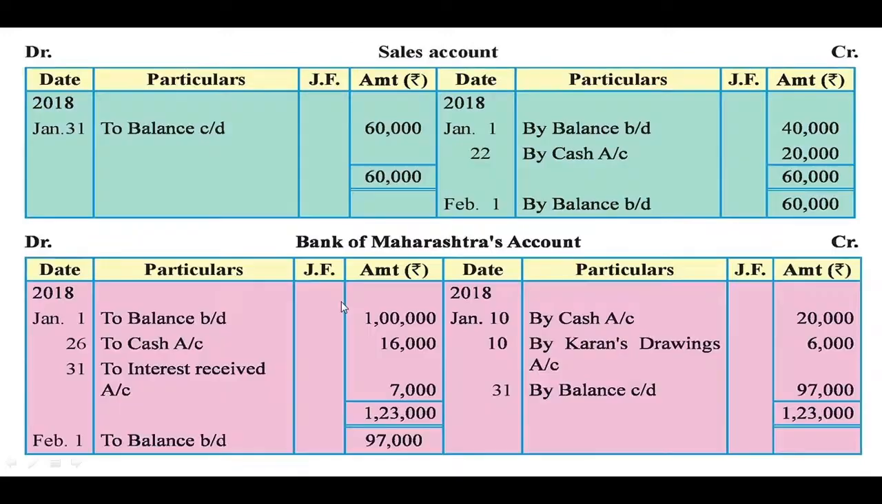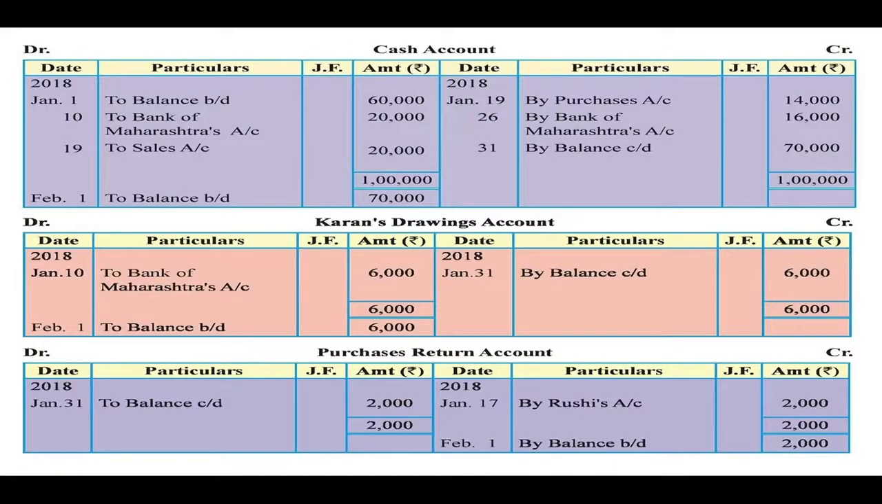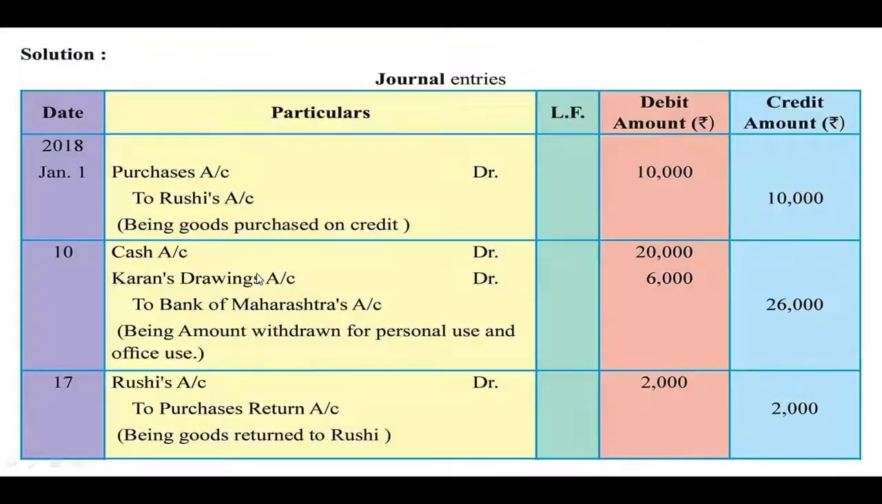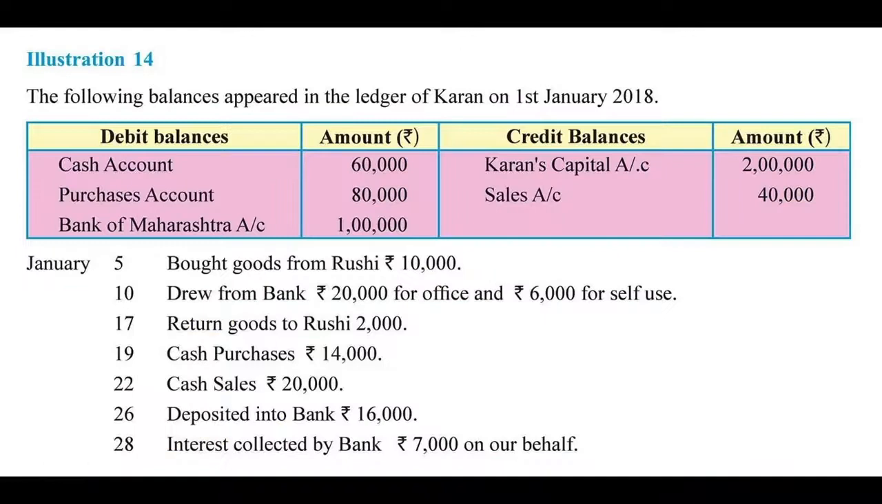Now we are going to study the next account, that is Rushi's account. Now for Rushi's account there is no opening balance. See here the balances are given and in that Rushi's account is not mentioned. So we cannot record any opening balance. So we have to go through the journal entries.